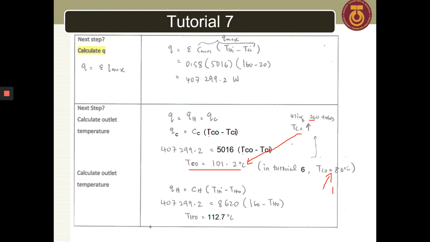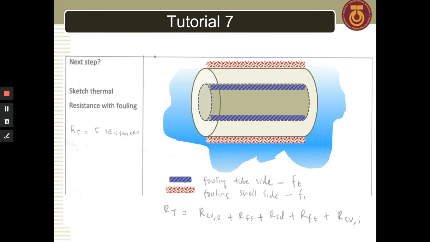So it shows that when you have a higher number of tubes, you have a higher rate of heat transfer, which can be shown here, and also the outlet temperature of the cooling fluid increases. Meanwhile the outlet temperature for the heating fluid is 102.7.